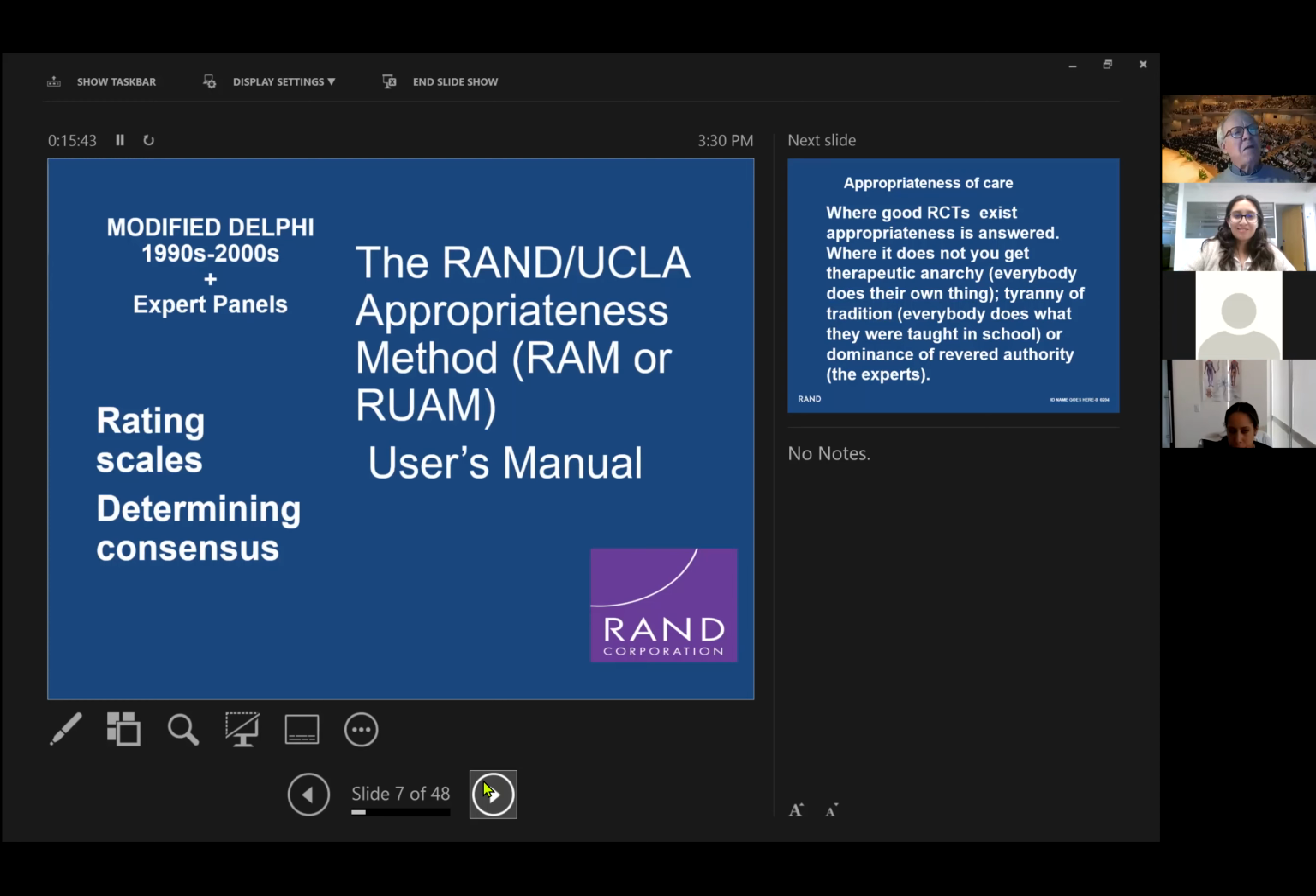There is a user manual that is available through RAND. You probably can get it online. It was actually produced by the RAND office in England, I think it is. But anyway, it is available. There is a manual. But I'm going to walk you through the method and show you how it's done.